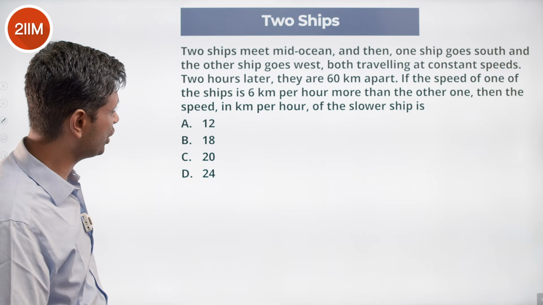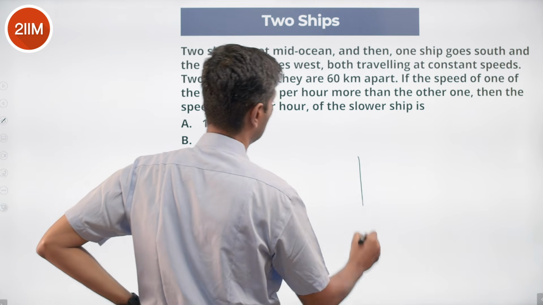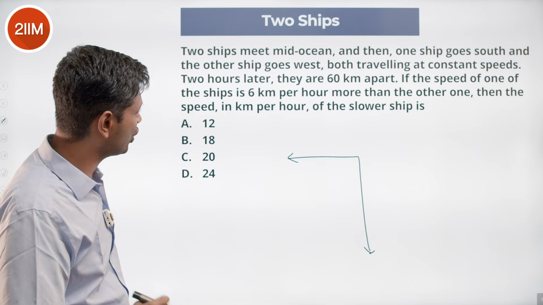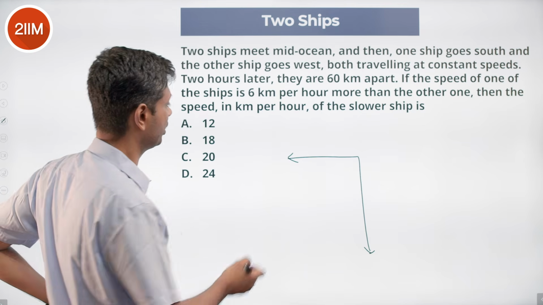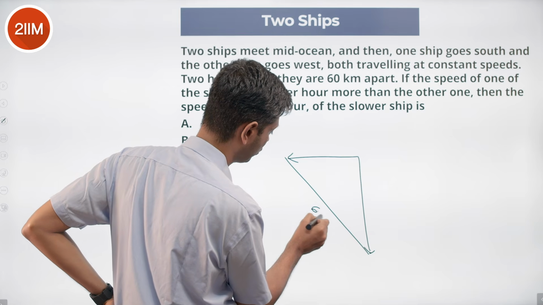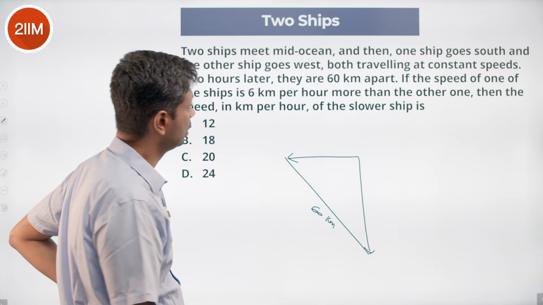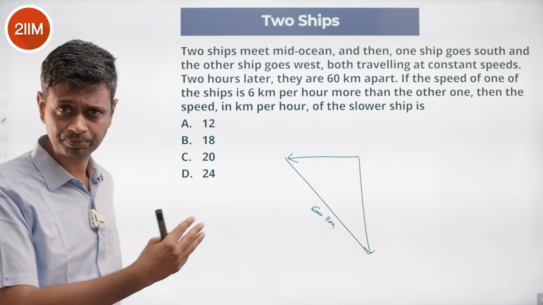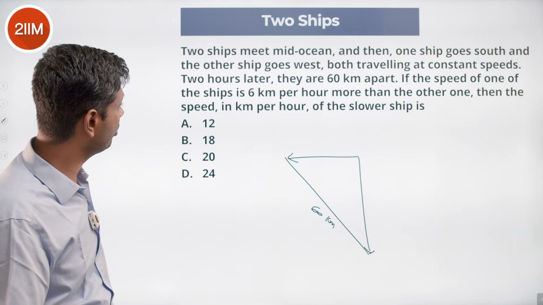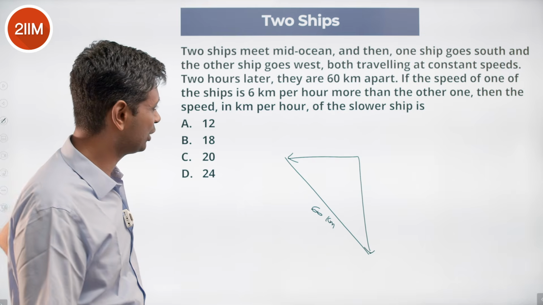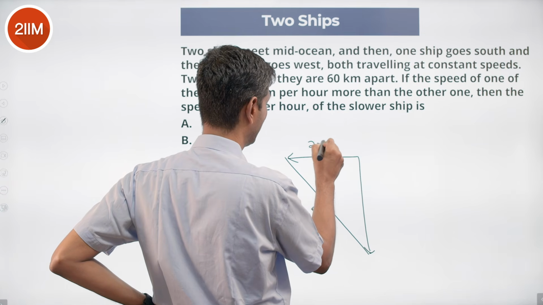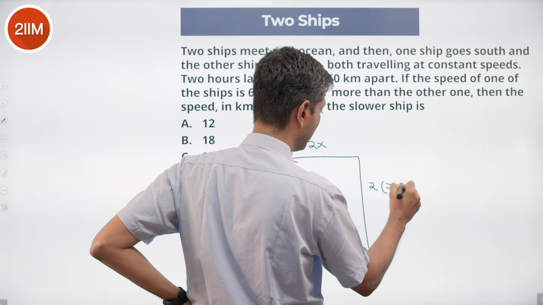Two ships meet mid-ocean and then one ship goes south and another ship goes west, both traveling at constant speeds. Two hours later, they're 60 kilometers apart. This distance is 60 kilometers. The speed of one of the ships is 6 kilometers per hour more than the other one. Find the speed in kilometers per hour of the slower ship. Say the slower ship is this one, at x, so this is 2x, and this is 2 times (x plus 6).